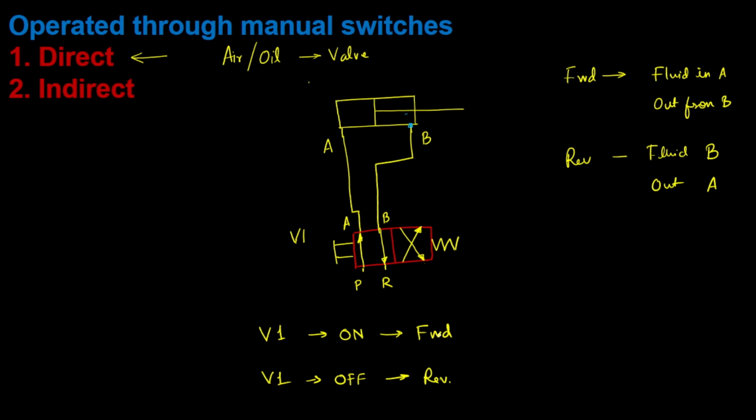So now we can compare both circuits which we have seen. In this circuit we cannot have any intermediate situation. Either the cylinder piston will rest at the left extreme or at the right extreme. Fine. So this was the direct operation. Now we will go towards the indirect operation.